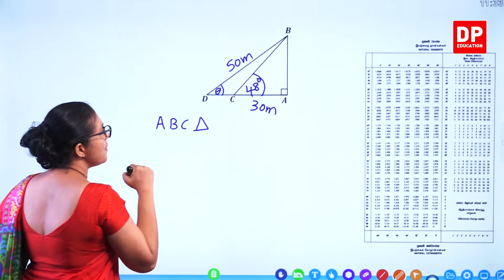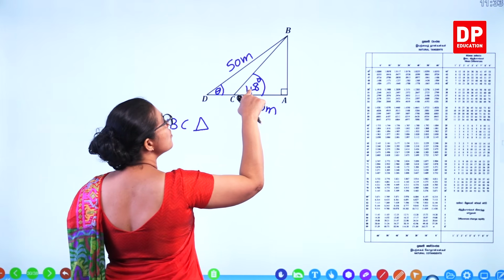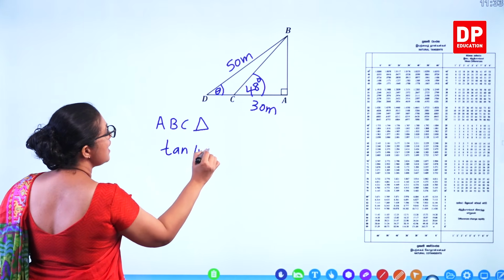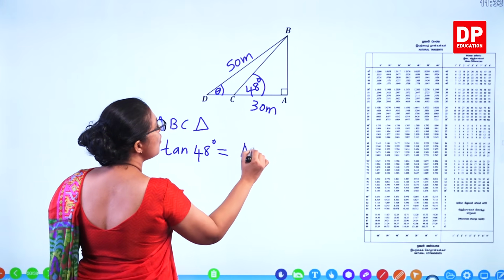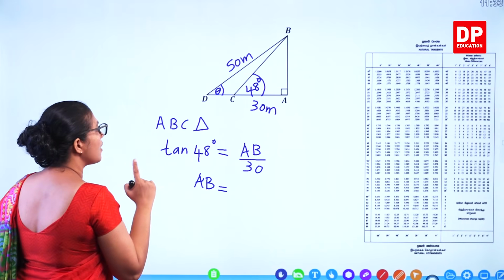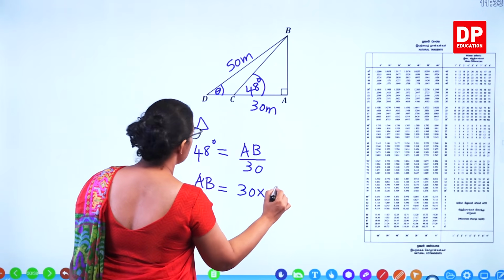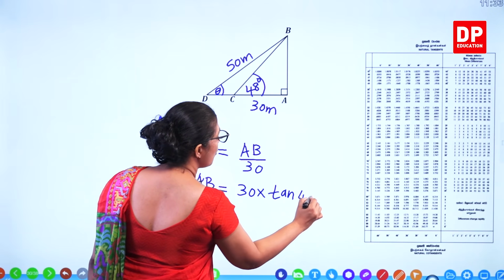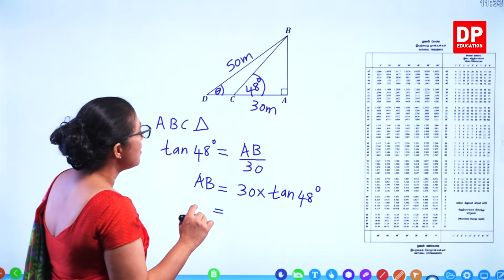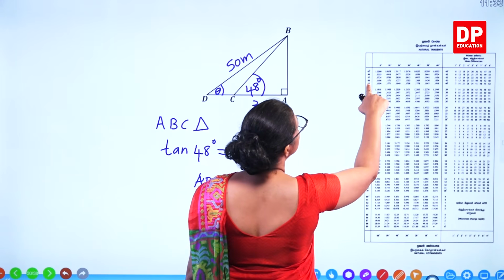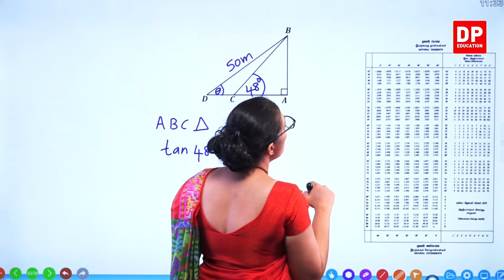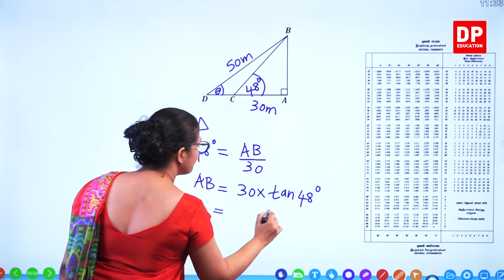We need to find out AB. To this angle, that's opposite, this is adjacent. Tan 48 is equal to AB over 30. So what is AB? AB equals 30 times tan 48. Use the tangent table, 48. Tan 48 is 1.1106.